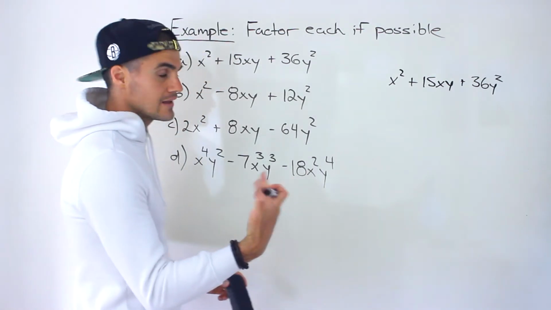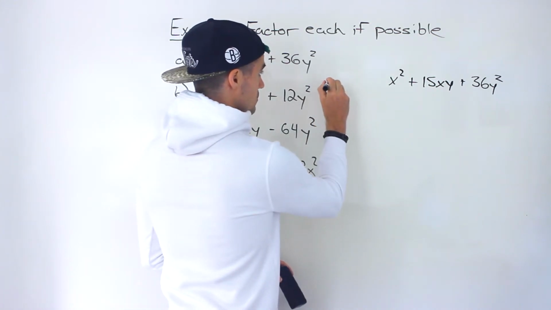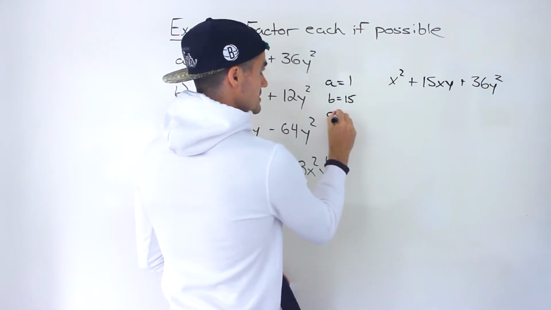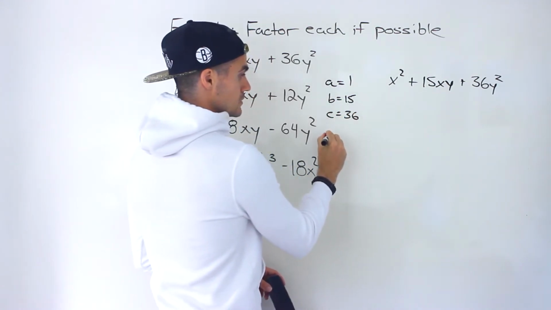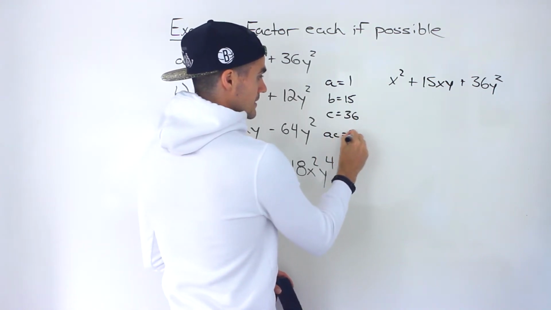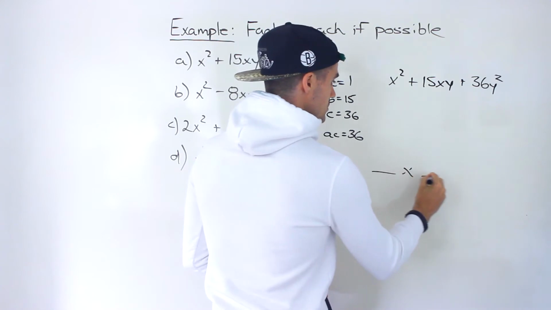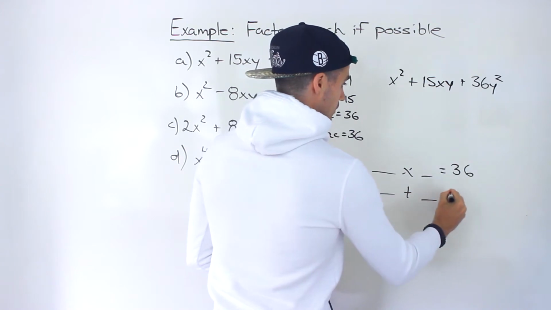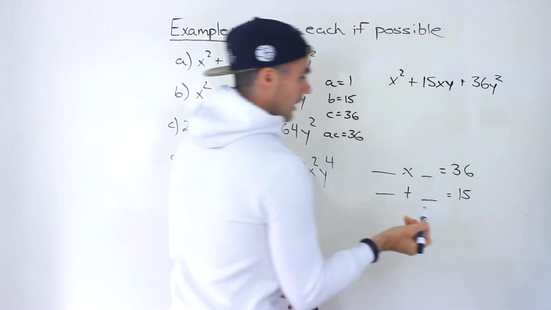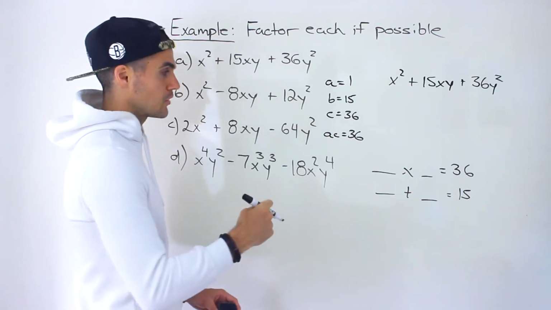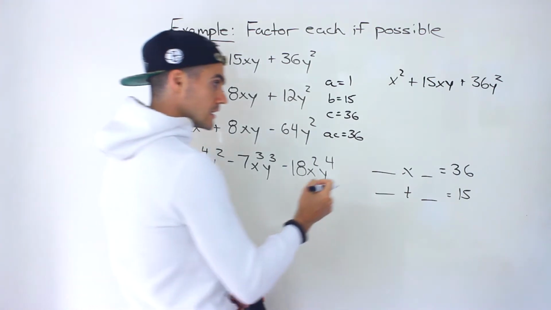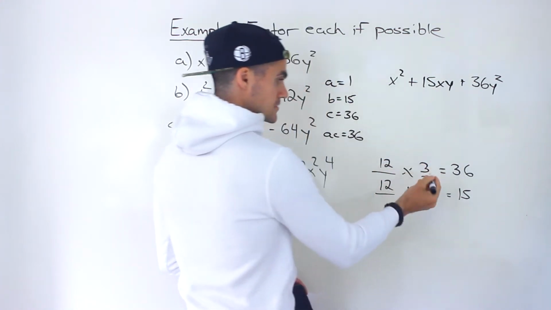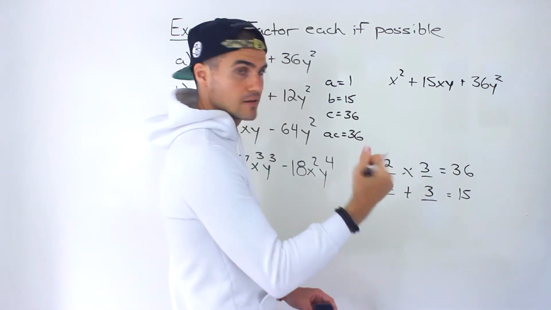So now we get into decomposition, and exact same process. So the a value is 1, the b value is positive 15, the c value is 36. And then what we do is we multiply the a and the c. That's going to be 36. So then we find two numbers that multiply to 36 and then add up to that b value of 15, right? Same exact process. The two numbers would be what? 12 and 3, positive 12, positive 3, right? 12 times 3 is 36. 12 plus 3 gives us 15.